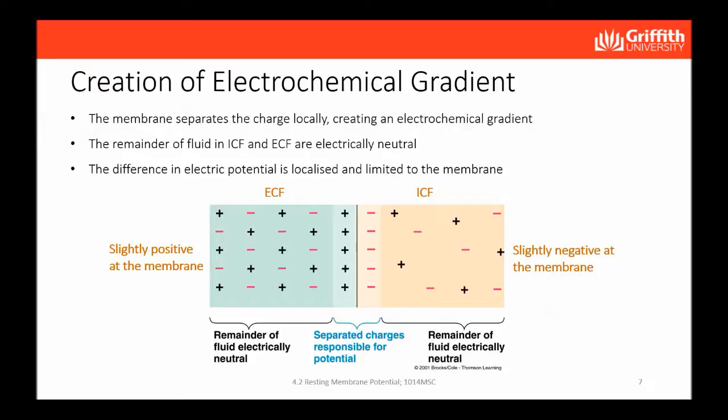The human body is electrically neutral. It has the same number of positive and negative charges. However, there are regions where one type of charge predominates, making the region positively or negatively charged. The plasma membrane separates the charge locally, creating an electrochemical gradient. Localized at just the membrane, there is a separation of charge. Here, the inside of the membrane is slightly more negative than the outside of the membrane. However, the rest of the solution, both inside and outside the cell, are electrically neutral.